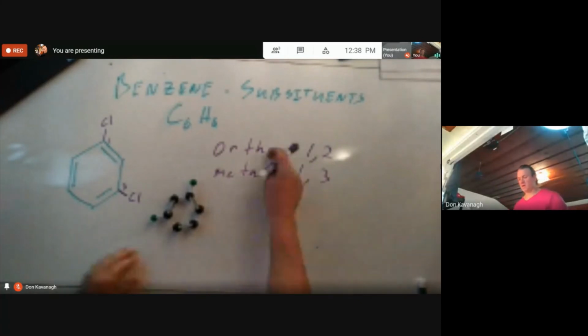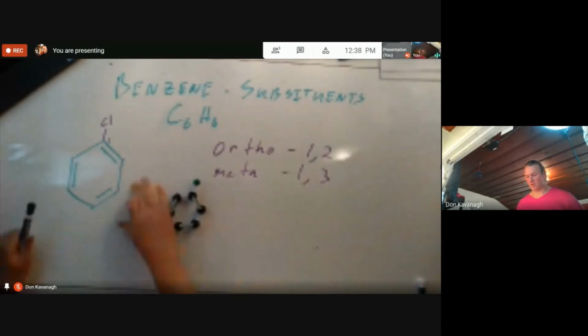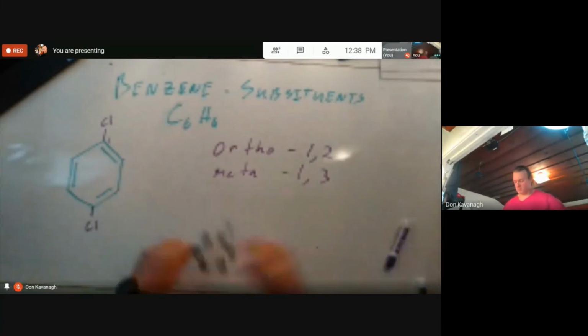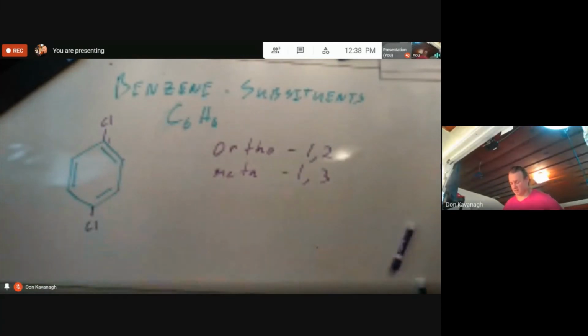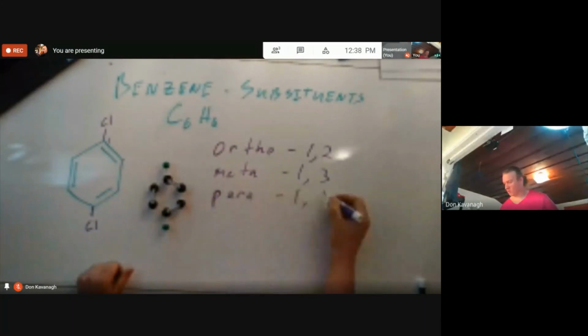So ortho, meta, and there's one more position, and that is directly across from each other, para. These are, as I said, Latin names, and that's what some of these mean. Ortho, next to; meta, about; para, opposite. I don't know if I have that meta translation absolutely correct. But when something is para, it's opposite, ortho next to.